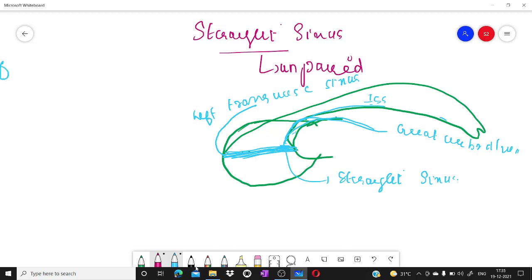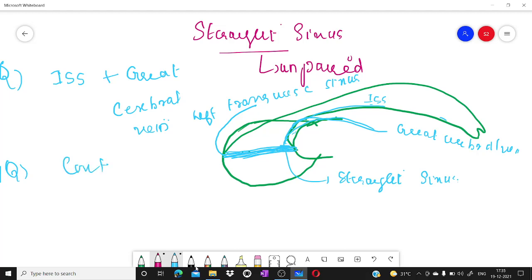So the question here is how the straight sinus is formed. It is formed by the inferior sagittal sinus and the great cerebral vein. Another question, how is it continuing? It continues as the left transverse sinus.